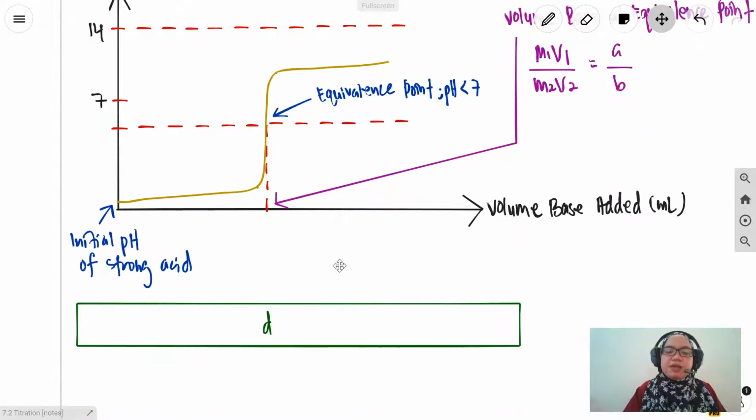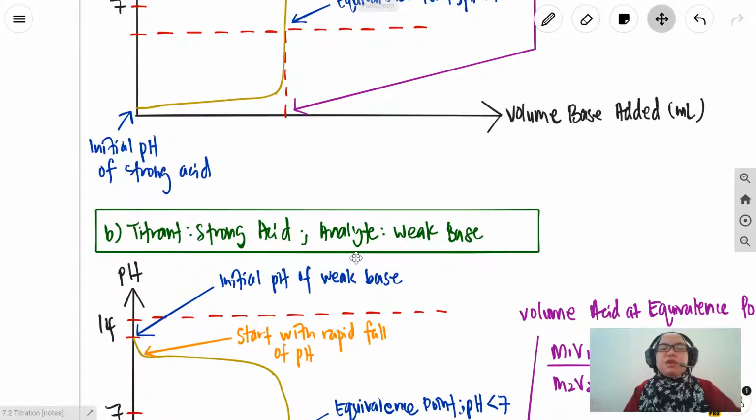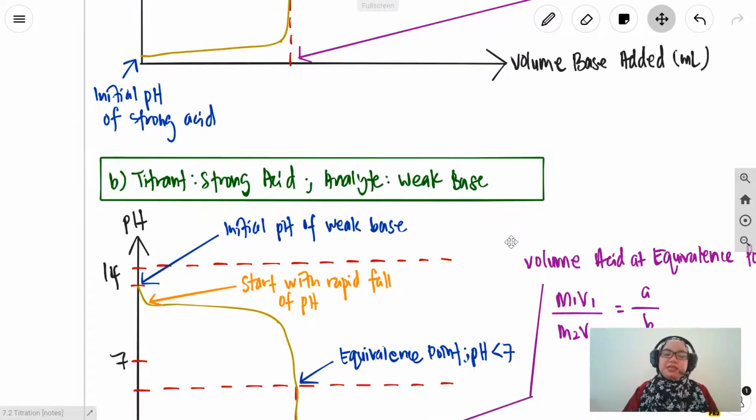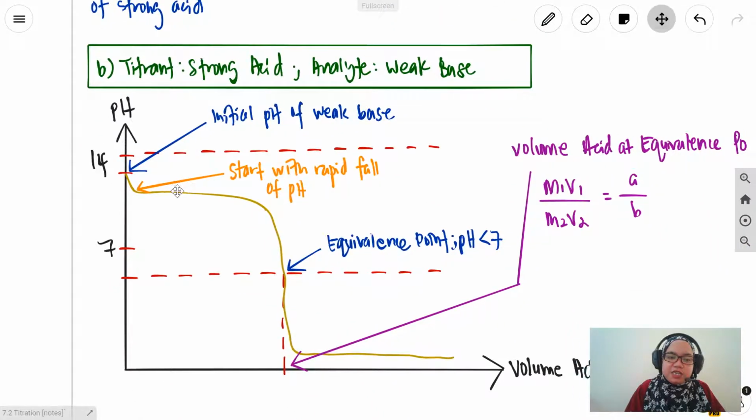Okay, alright. Now, kita tengok kalau titrant dia pula sekarang strong acid, analyte dia weak base. Maksudnya yang dekat dalam conical flask is a weak base, dekat dalam burette is a strong acid. So bila maksudnya weak base ni, dia ni ada lower pH. Okay, dia ada not really high pH lah, sebab patutnya strong base very high pH kan. Tapi weak base dia macam jatuh bawah sikit. Okay, so this is the initial pH of the weak base. If you draw the curve.